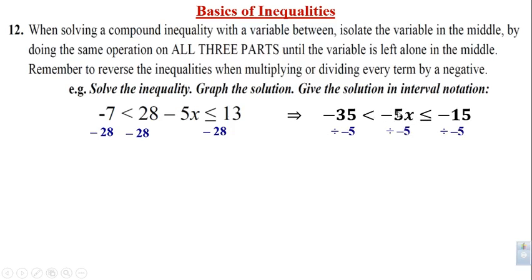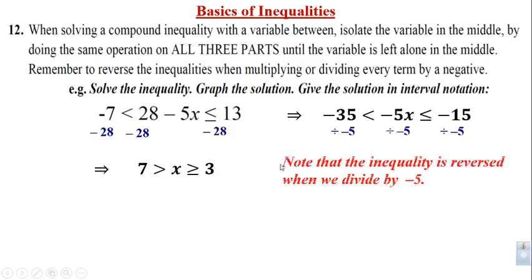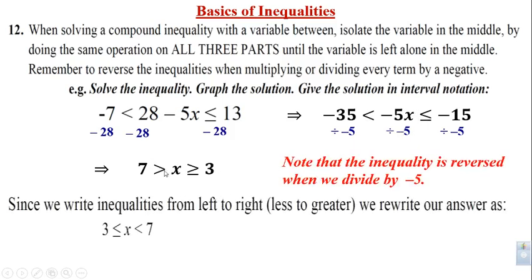Now, to get the x by itself in between those two, I divide by negative 5. When I divide by a negative 5, the inequality reverses because all positives become negatives and all negatives become positives, so it creates a mirror type of effect. But we always read inequalities from left to right, and this is being read from right to left. So we reverse them, saying 3 is less than or equal to x is less than 7. So let's write it that way.